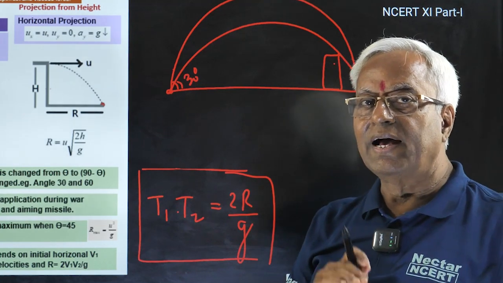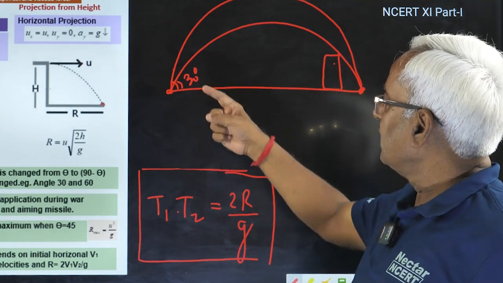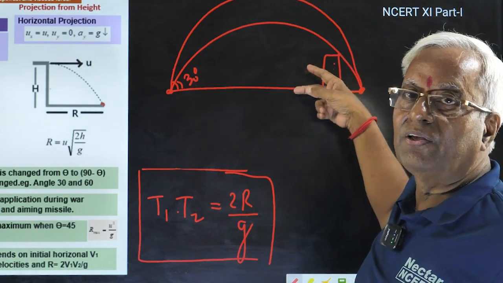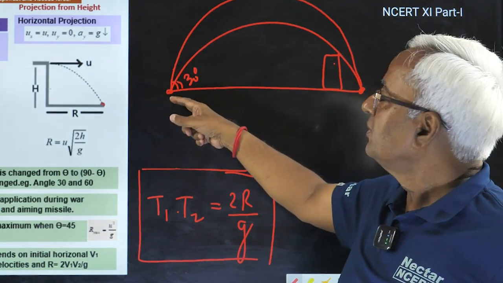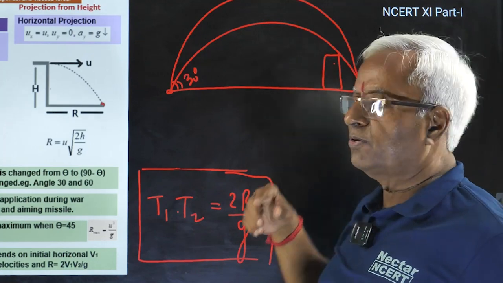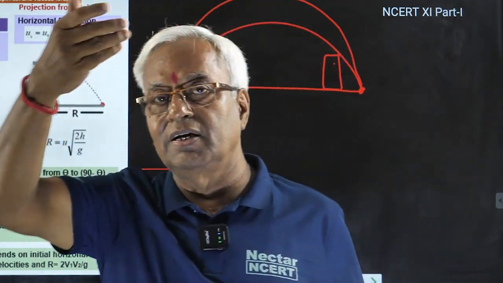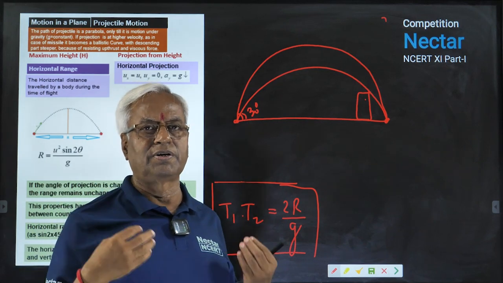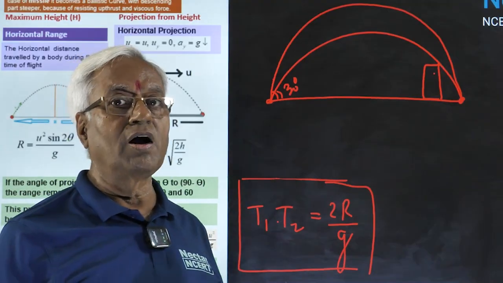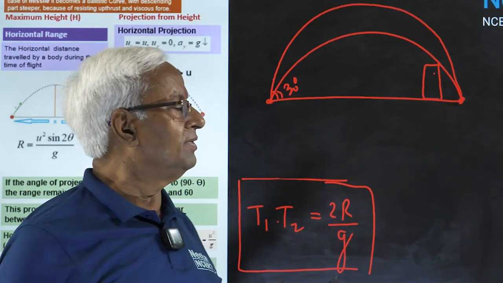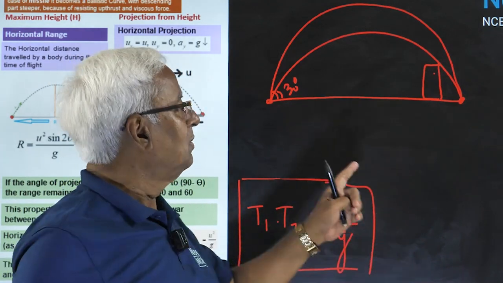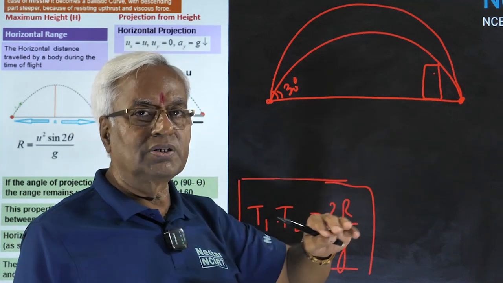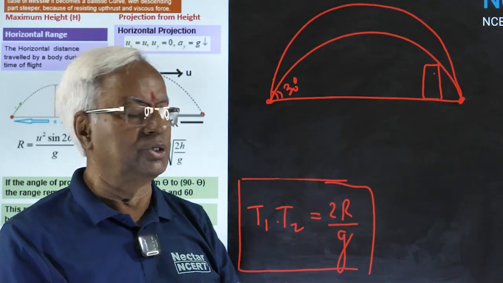But a precaution has to be taken here. If the angle is taken 30, this building will be hit. If the angle is taken 60 degree, this building is not going to be hit, because in that case the trajectory will be a little higher. So this criterion is very relevant when war takes place between two neighboring countries. While firing the missile, this criterion is considered, that the angle should be chosen either 30 or 60.